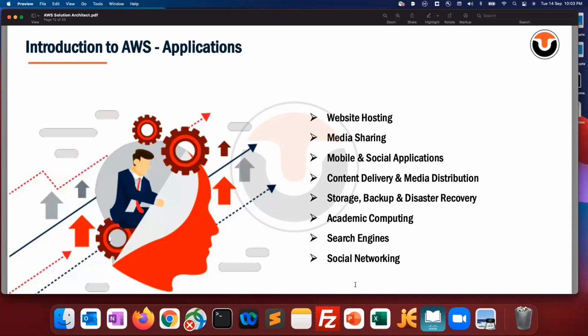Basically, like I said, AWS has a global footprint. If I am accessing an application from India, and the application is hosted in the US, there might be a slight delay. But what if I cache that information in the India region? It becomes faster, and that specific content is delivered from the India region. So we have content delivery and media distribution services. It also offers storage and backup, disaster recovery, academic cloud computing, search engines, and social networking.